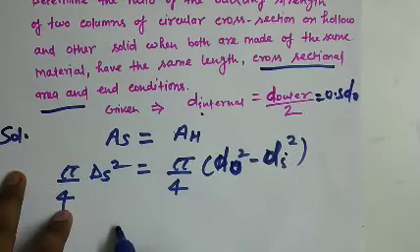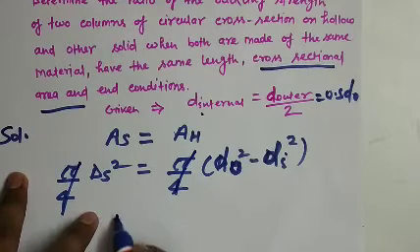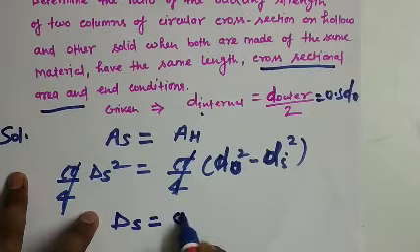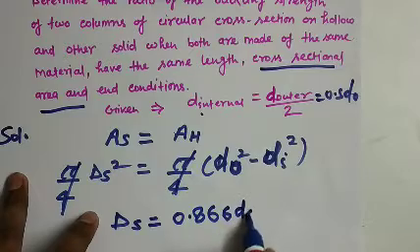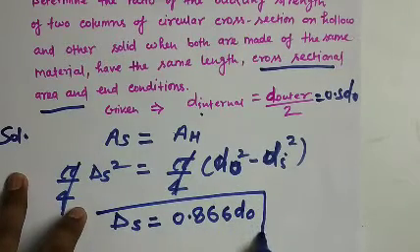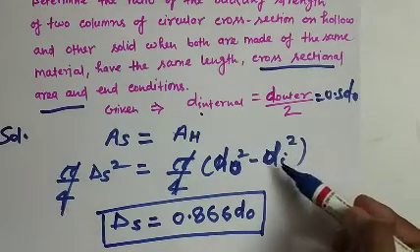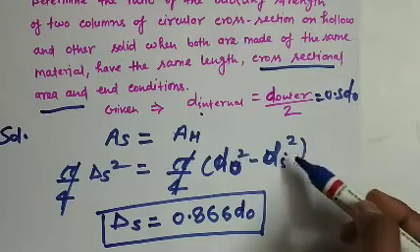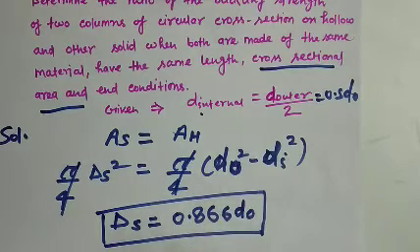So the expression will come out like this, the pi by 4 will cancel out, and ds will be equal to 0.866 d outer. Because it will be 0.5 d outer whole square, that is 0.25, and when we subtract that term from 1, it will be 0.866 d outer.